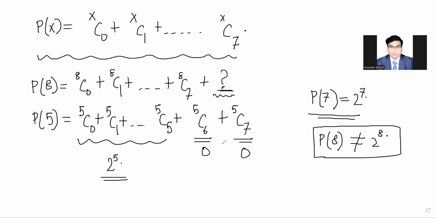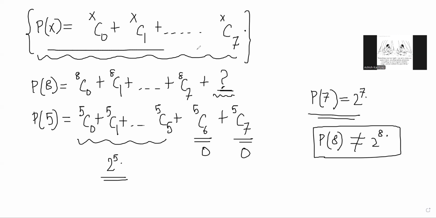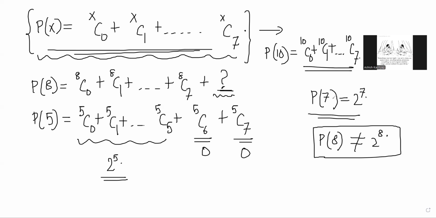Correct? So basically, by understanding Pascal's triangle and knowing the binomial property, we have come up with this guess of our polynomial, right? And this satisfies the conditions of the problem that P of 1, P of 2, all of it is equal to 2 power 1, 2 power 2, and so on, right? Yes. So now our question is very easy. We just have to find P of 10. So we have to evaluate 10C0 plus 10C1 till 10C7, right?